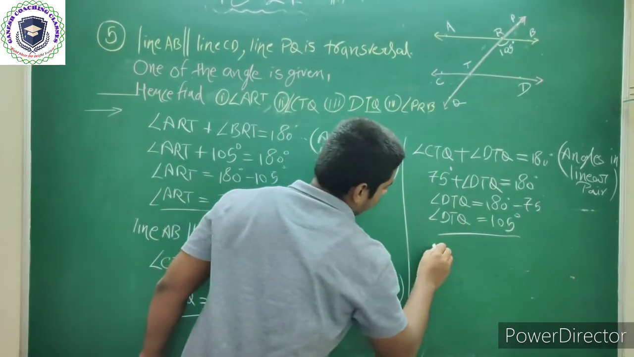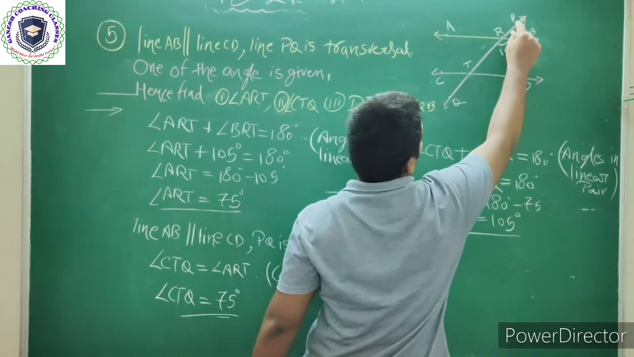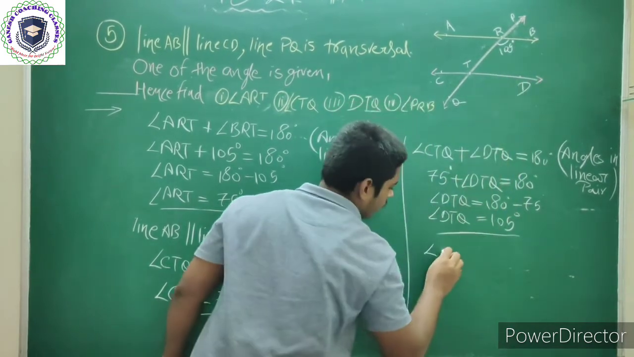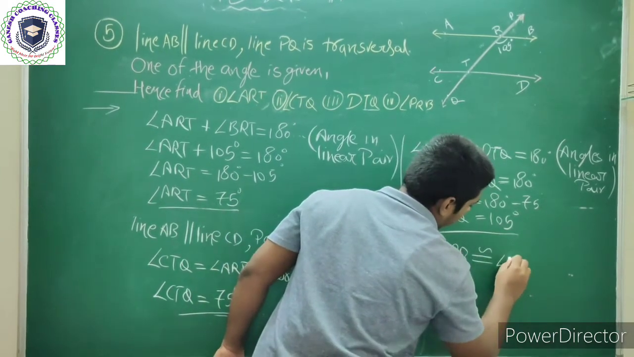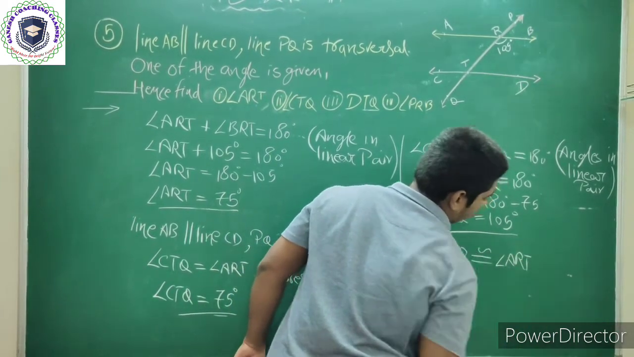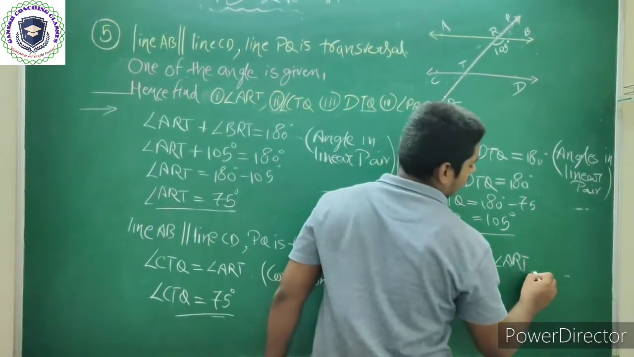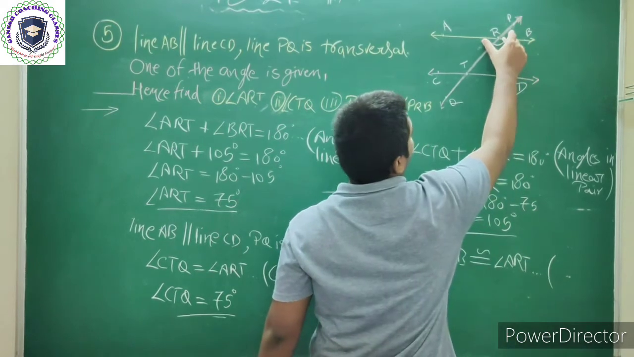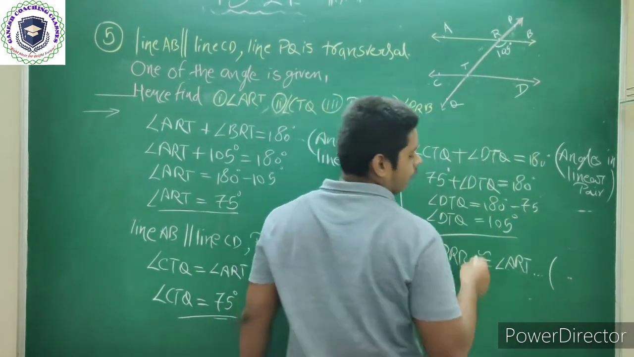For the fourth one, we will write angle ARD is equal to angle PRB. So here we will write angle PRB is congruent to angle ART. By which property, by which theorem? Vertically opposite angles, because these two angles lie between the X and on opposite sides of each other.